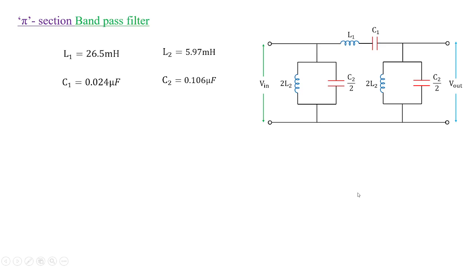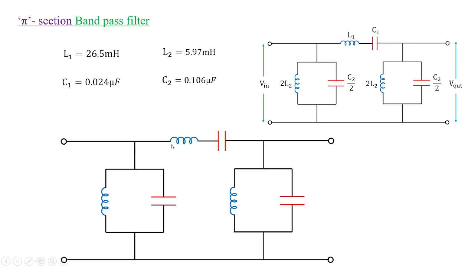Now if at all I wish to design a pi section bandpass filter with the same values, what I have to keep in mind is that I have to take the pi section of the low pass filter and high pass filter design in parallel combination, and then I have to substitute the values according to the design.